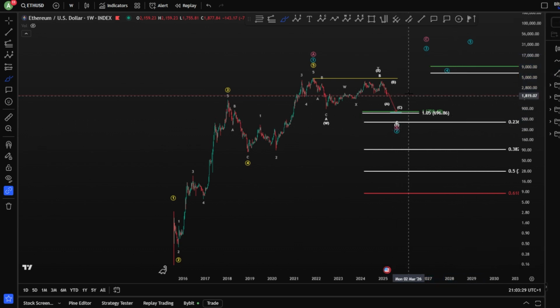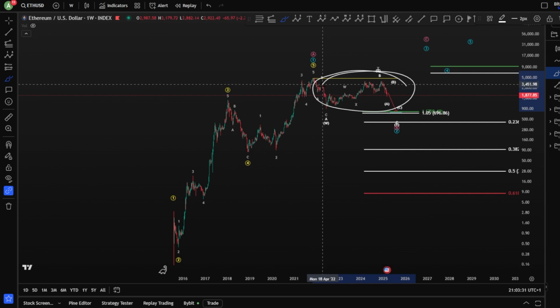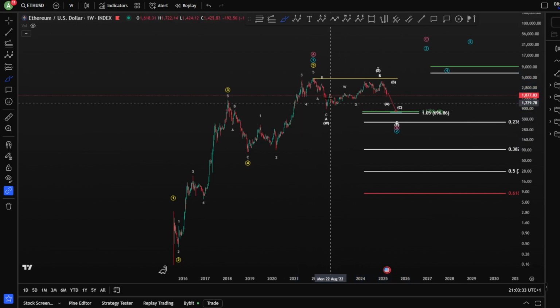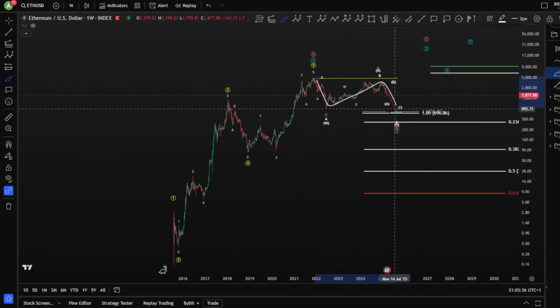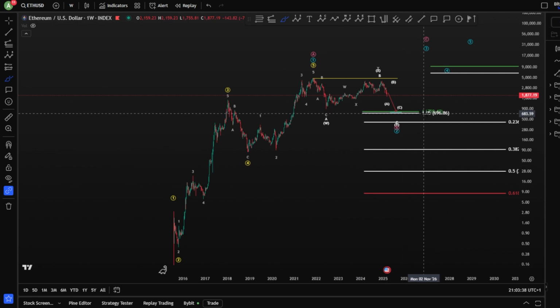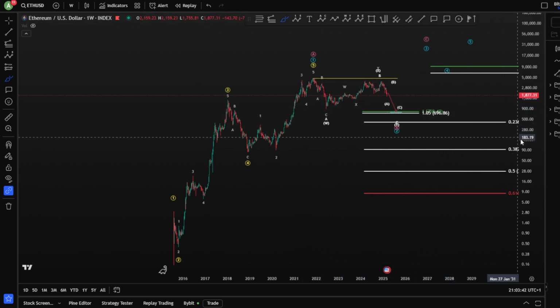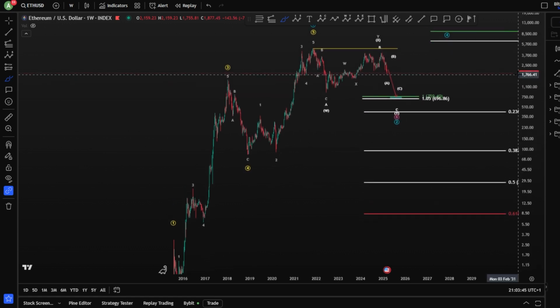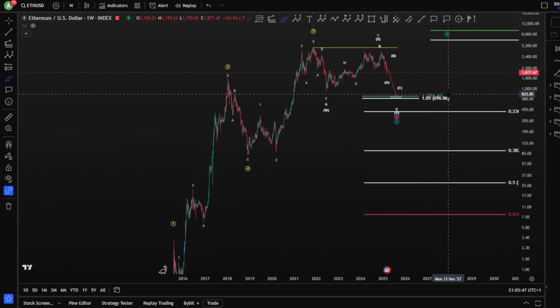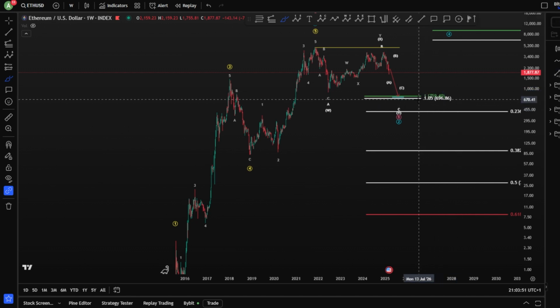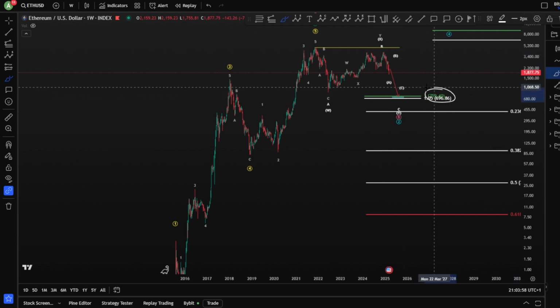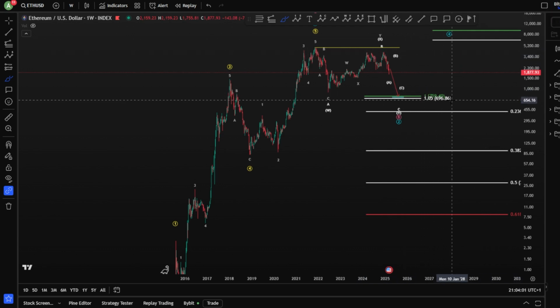Now, in this scenario, we have, of course, a problem with this area. This area is corrective definitely. But my problem with it is that when I take it as a regular flat, it gives me the one-to-one fib level at 759, which I see as a very, very low price for Ethereum. And therefore, I start to seek other possibilities of what might happen for Ethereum rather than moving from 5,000 to 750, which is a very, very low price.